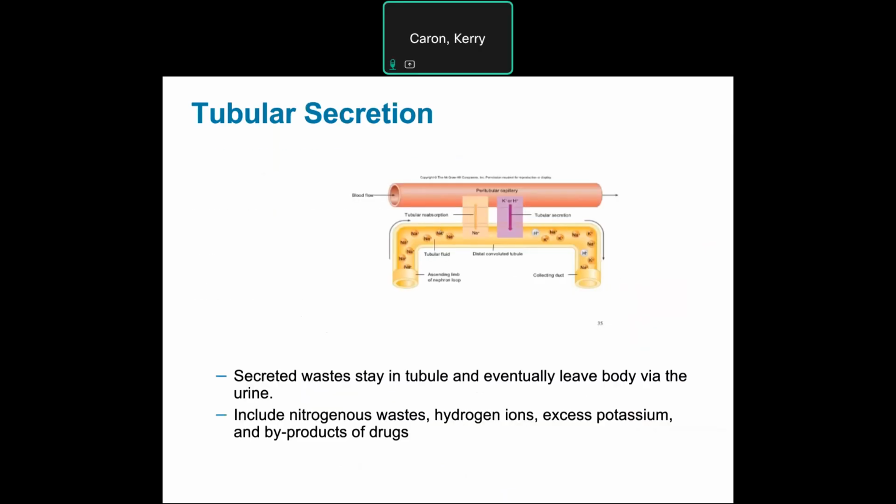So secretion, what's secreted? Secreted wastes are going to stay in the tubule and eventually leave the body via urine. So what are secreted to become urine? The nitrogenous wastes, the urea, the uric acid, urine salts, the hydrogen ions, any excess potassium, any byproducts of drugs. Those are deemed not needed, so let's secrete them and excrete them.